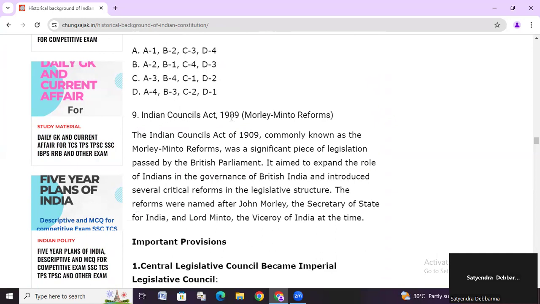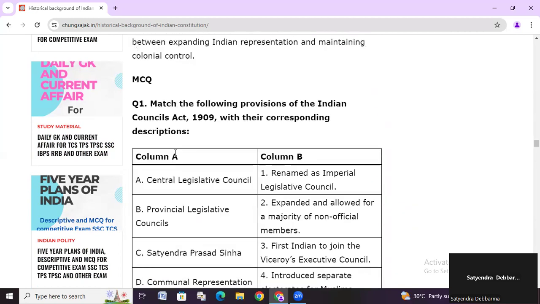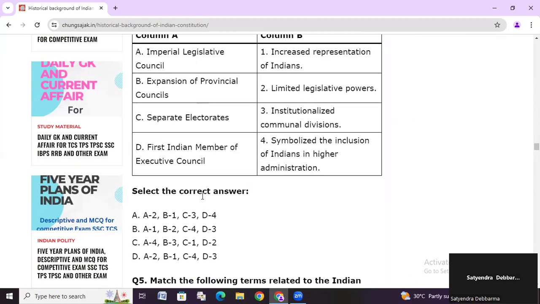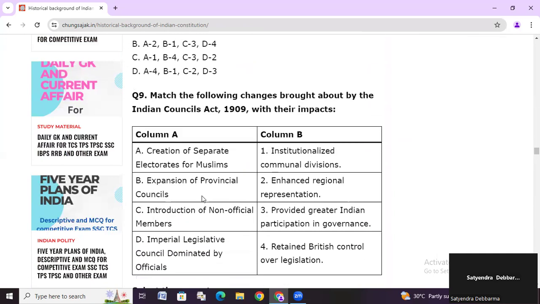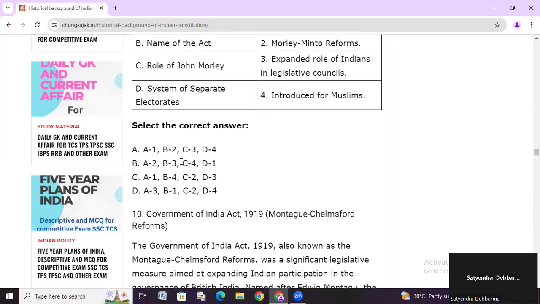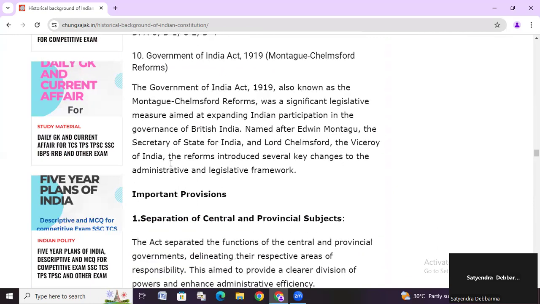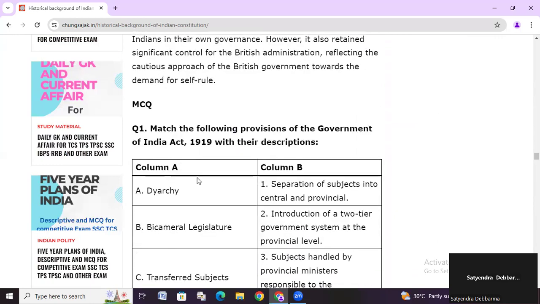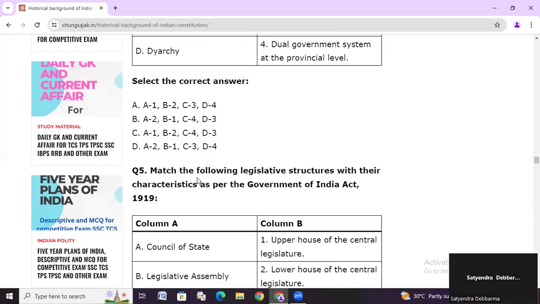Indian Councils Act 1909, Morley-Minto Reforms, explanation and MCQ. Next, Government of India Act 1919, Montagu-Chelmsford Reforms, explanation and MCQ.